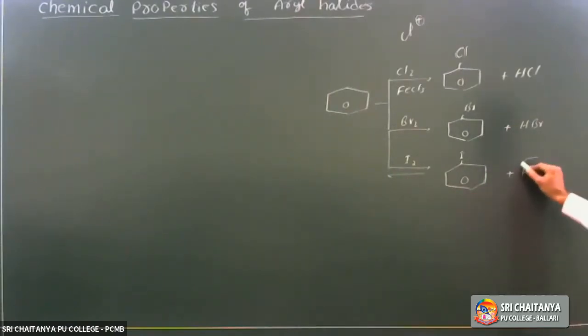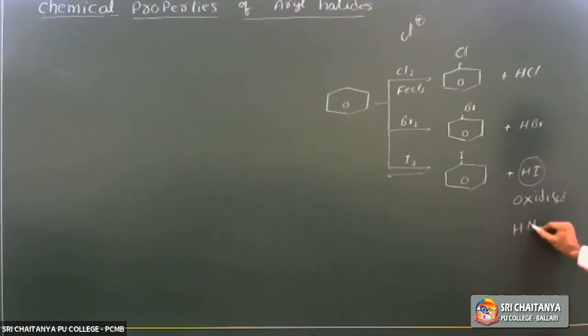So this HI can be oxidized by using either nitric acid, the oxidizing agent, or iodic acid. Iodic acid has the formula HIO3. These are oxidizing agents. It is a reversible reaction because HI undergoes dissociation, so it is oxidized by nitric acid or HIO3. So it is the first method from benzene.